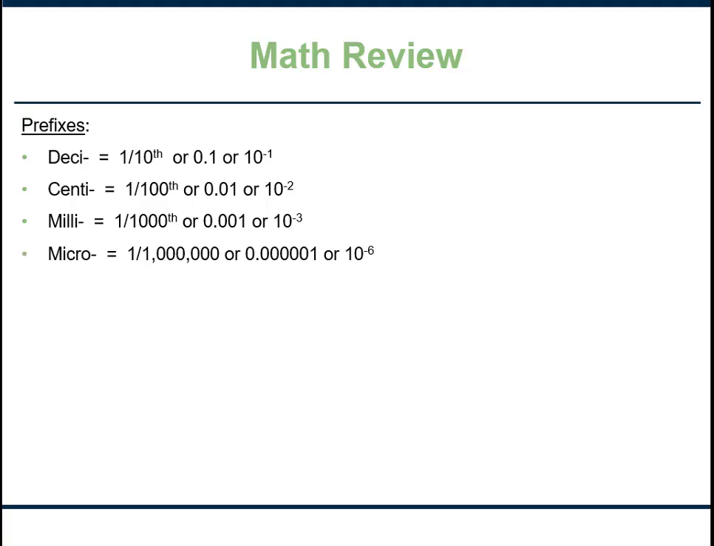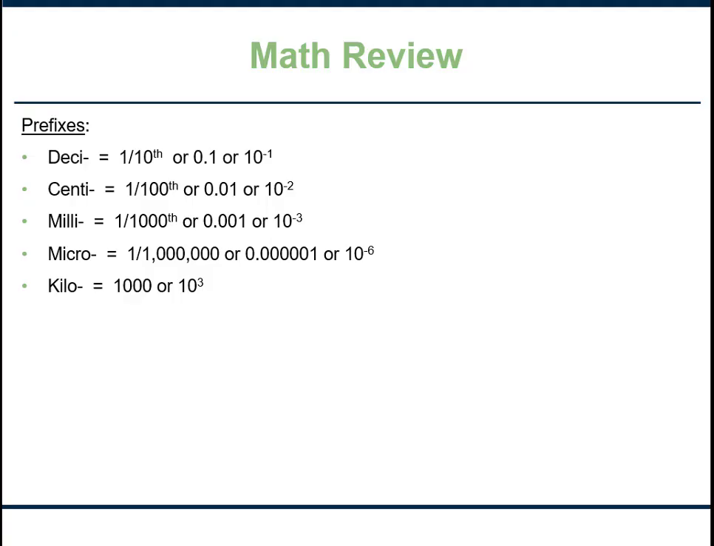Micro means 1 to the 1 millionth, or 0.000001, or 10 to the minus 6 in scientific notation. And finally, the last one that we use quite a bit is kilo, which goes in the other direction, so that means to the 1000, or 10 to the third.